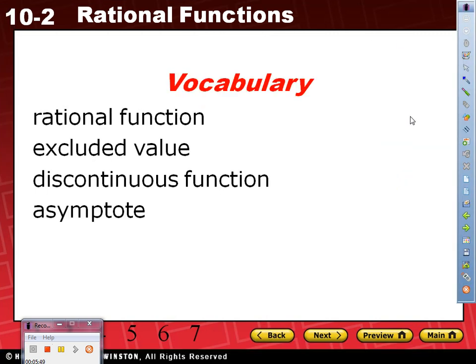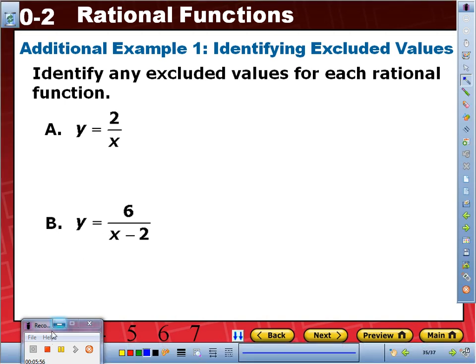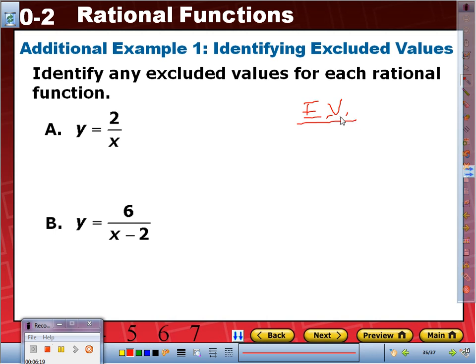Example number 1, 1A and 1B. So it says, identify an excluded value for each rational function. So let's do this one together. I remember when we came to expressions, I wrote EV over here on this side. And I said in order to find the excluded value, we write the denominator equal to 0 and solve. So what is my denominator here? X, and we will write that equal to what? 0. So my excluded value is 0. This is known as my asymptote.